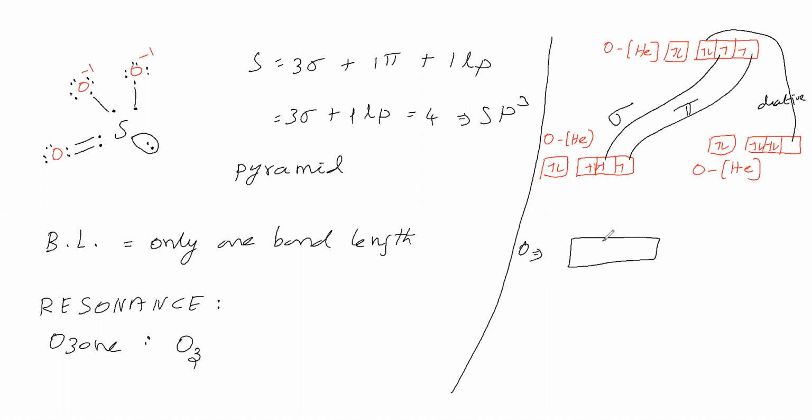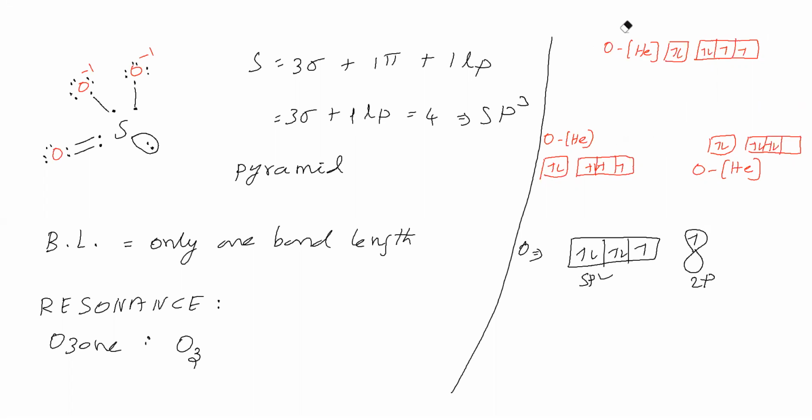Those 3 sp2 hybrid orbitals we will write, and 1 pure 2p orbital will be there. Now this oxygen's valence shell has 6 electrons. Those 6 electrons we will write like this. This is one oxygen atom, and for one oxygen atom we have written like this.